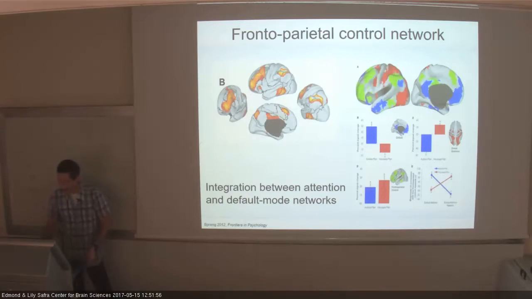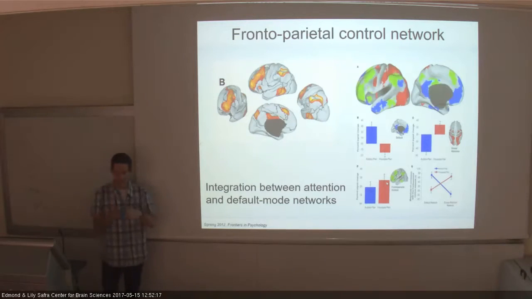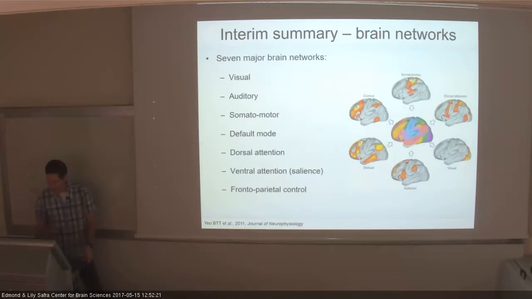So here you can see, there is a task of autobiographical planning, you see the default mode active, and visual spatial planning, you see the dorsal attention active, and vice versa. But if you have a task involving both, then you will see the frontal parietal control lighting up.